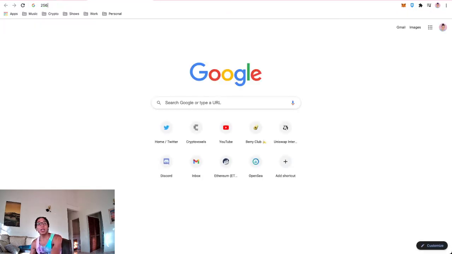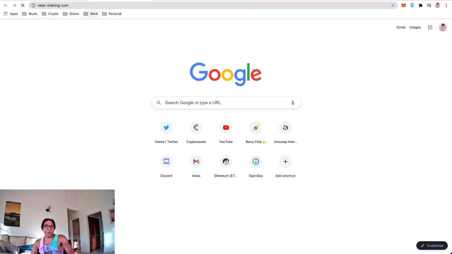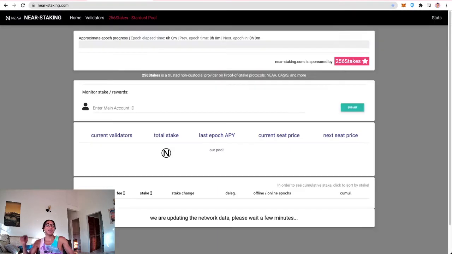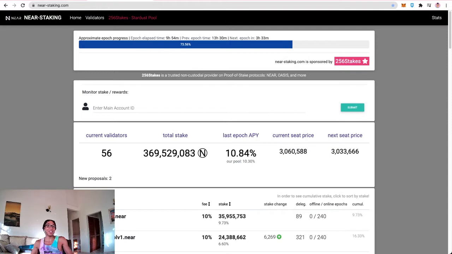So if we go to this website, near-staking.com, you get a lot of information about staking. A lot of it isn't important, but a lot of it is. You can see the last epoch APY, so your annualized earnings, and then our pool.